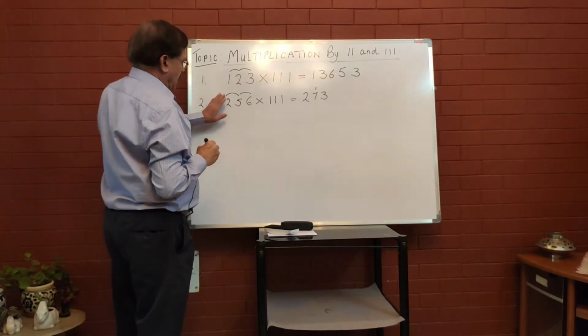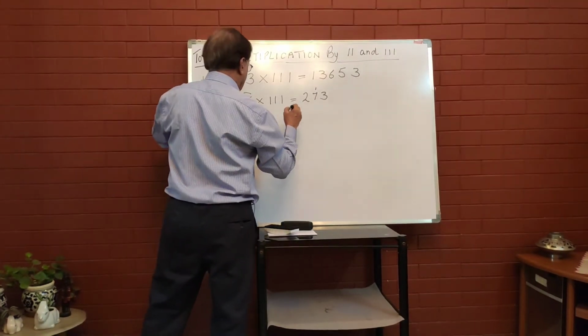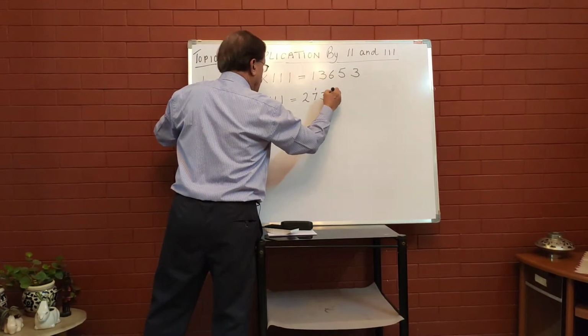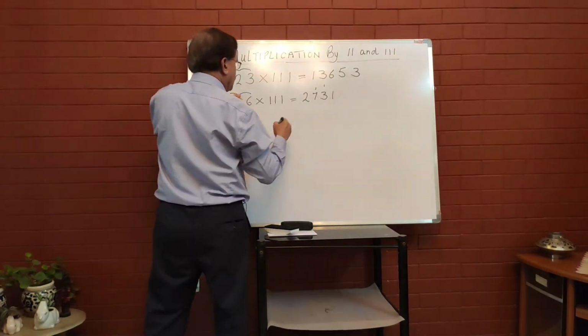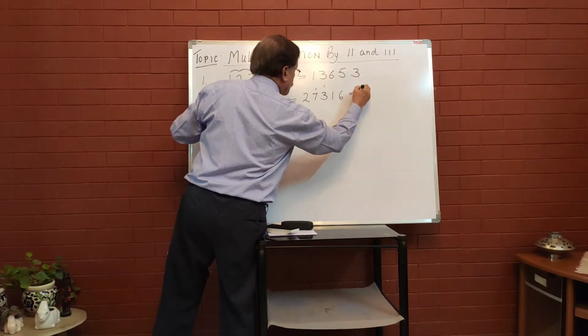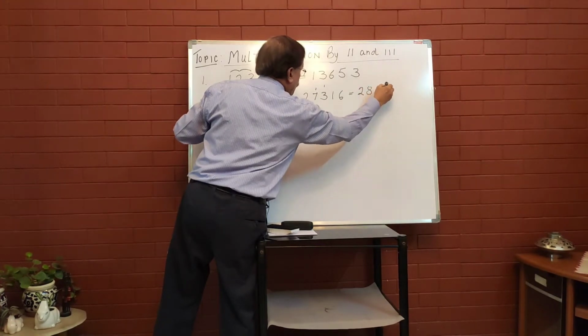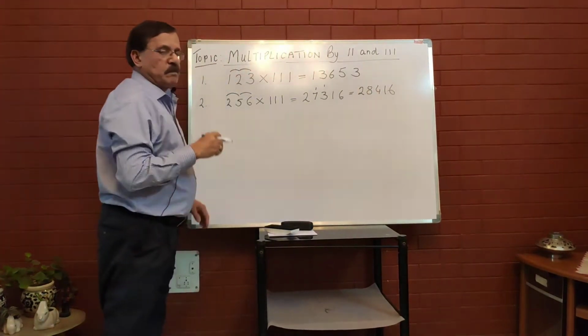After that, hide the first two. And 5 plus 6, 11, 1, and 1 carry. And the last number, which is 6. And what is the answer you get? 2, 8, 4, 1, and 6.